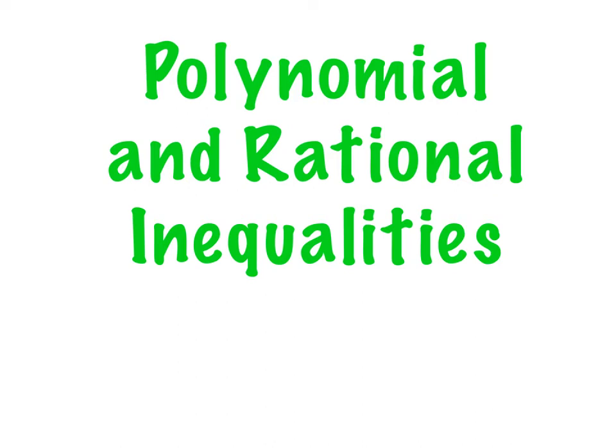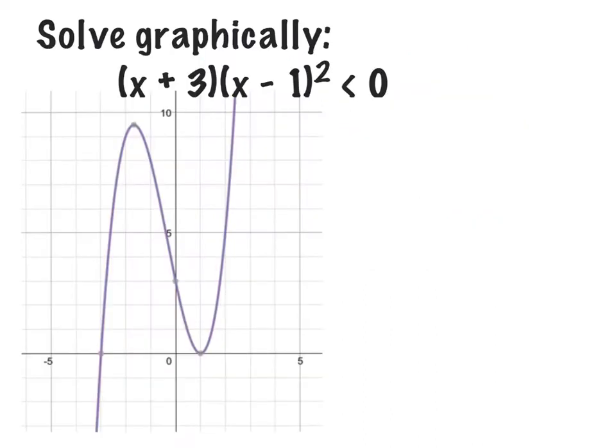In this video, we're going to talk about polynomial and rational inequalities and how to solve them both algebraically and graphically. So in our first example, our polynomial that we're given is x plus 3 times the quantity of x minus 1 squared is less than 0. We're going to be asked to solve this graphically. We could solve this algebraically as well, but let's just look at the visual.